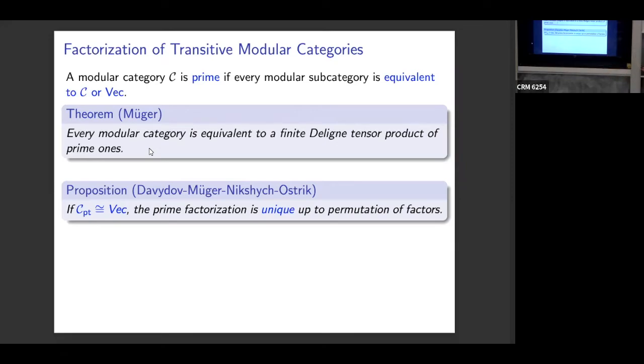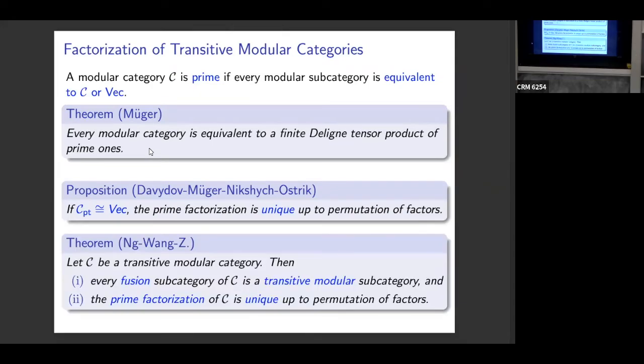Recall that, as we mentioned before, transitive modular tensor categories have trivial C pointed. Moreover, we have the following result: if C is a transitive modular category, then every fusion subcategory is transitive modular.